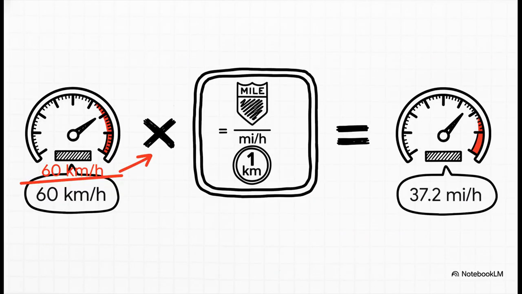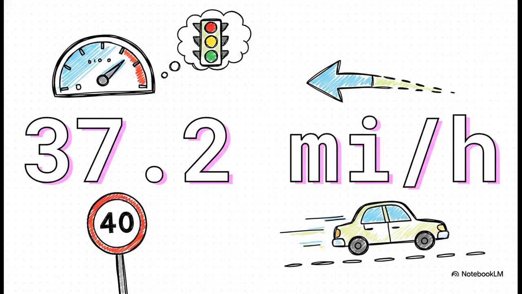Okay, let's finally solve our speeding puzzle. So step 1, we are given 60 kilometers per hour. Step 2, we want miles per hour. We know that 1 kilometer is equal to about 0.62 miles. So for step 3, we set up our conversion factor with kilometers on the bottom so it'll cancel out, and miles on the top. Then we just multiply 60 by 0.62, and you get 37.2 miles per hour. So in a 40-mile-per-hour zone, you are totally fine. You are not speeding. See? Once you know the process, it's actually pretty simple.